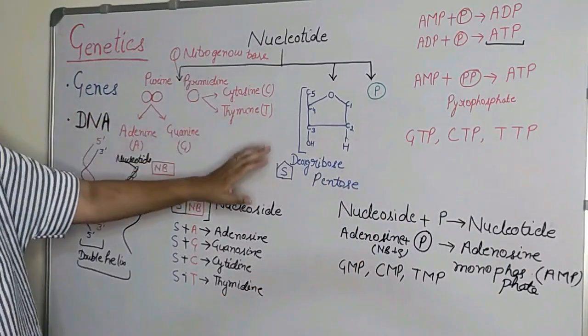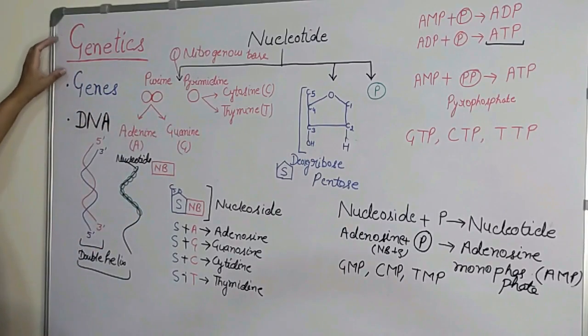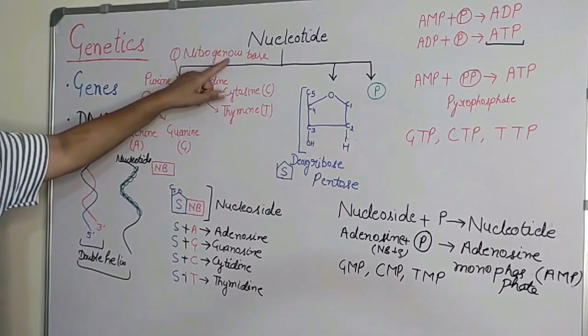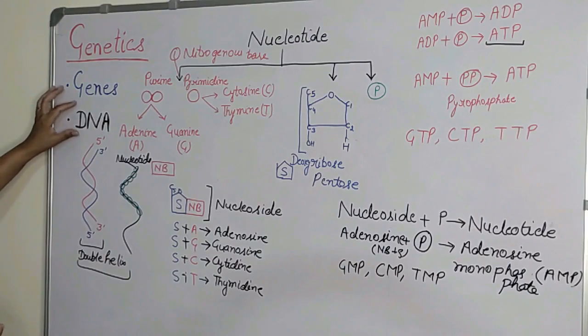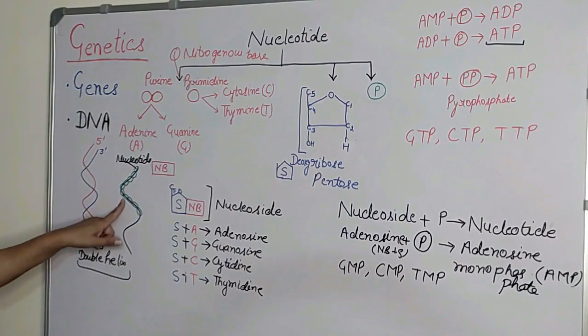So let's see once again. We are going to study genetics. Genetics is the study of genes. Genes are the sequences of nitrogenous bases upon a DNA molecule in the chromosomes. So what is a DNA molecule? DNA molecule is a double strand of polynucleotides.